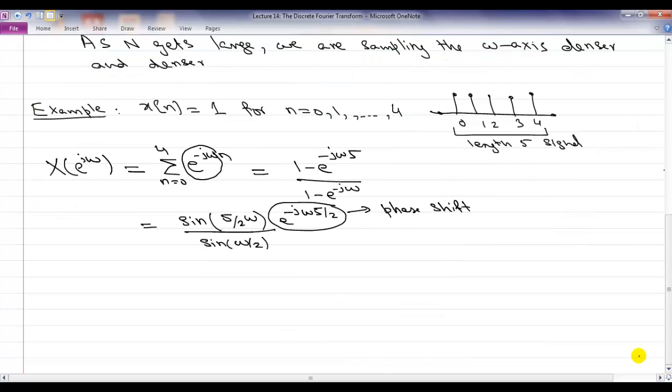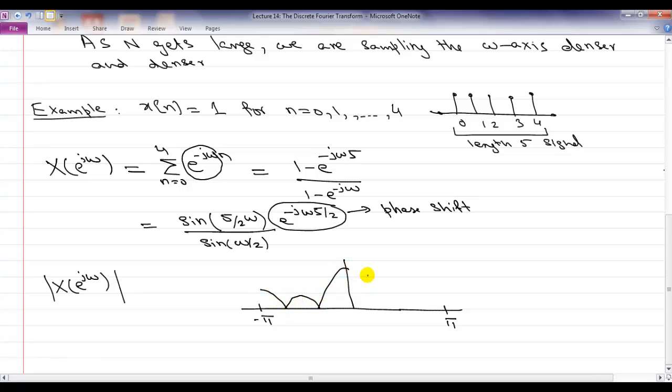So I can plot the absolute value of this from minus pi to pi, which is our usual thing that we do. And what we see is that it is going to have 2 zeros between this. This is what it will look like. It's supposed to be symmetric.